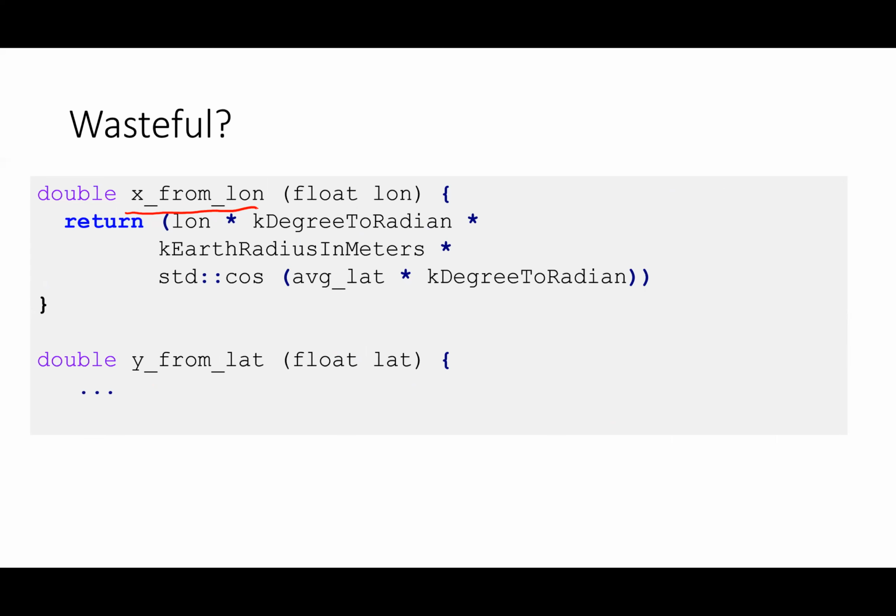Okay, so what have we got? Let's just look at the longitude one. The latitude is similar. So we've got a multiply, another multiply, another multiply, another multiply, and one cosine. So we've got 4 multiplies and 1 cosine. We did this once, who cares? But we are doing it 150,000 times on every single redraw. So maybe that's worthwhile getting rid of.